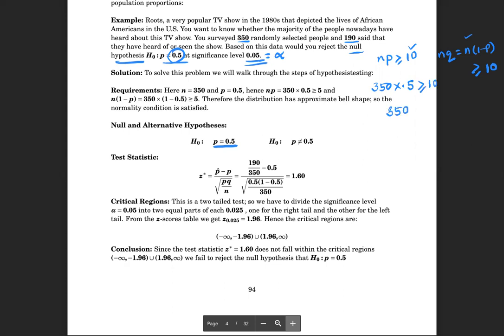350 times Q, which is also 1 minus P, 1 minus 0.5, is also greater than or equal to 10. So these two conditions are satisfied, this one and this one. Therefore, the normality condition is satisfied. By that I mean your sampling distribution of the proportions is normally distributed, or the sampling distribution of the sample proportions is bell-shaped.